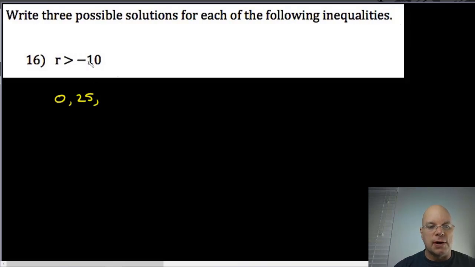Let me do a negative. What's greater than negative 10 but still negative? Negative 9. Anything to the right of negative 10 on a number line. I couldn't include negative 10 as one of my possible solutions because r is greater than, not greater than or equal to. So any 3 numbers you list that are greater than negative 10 are correct.